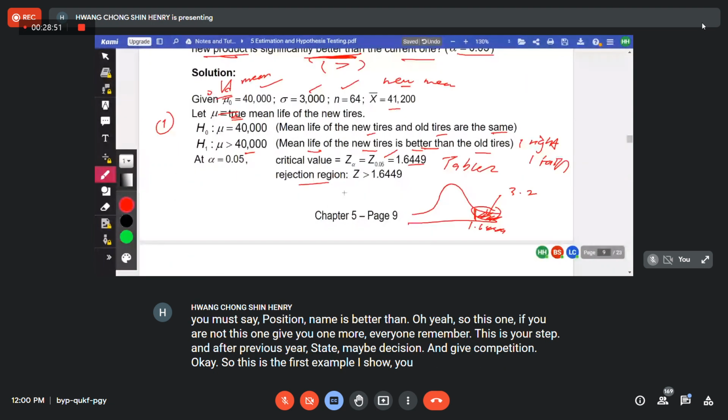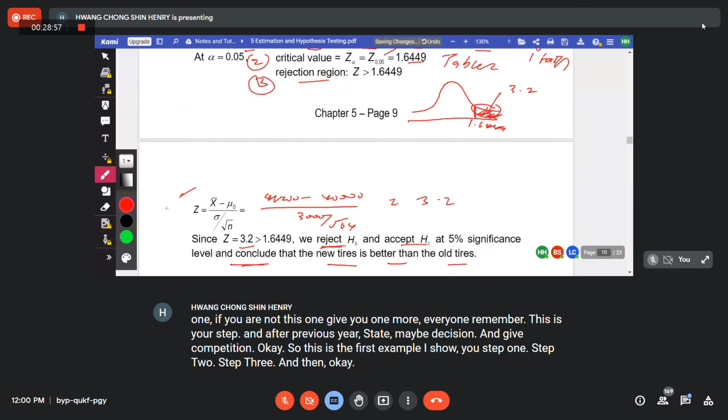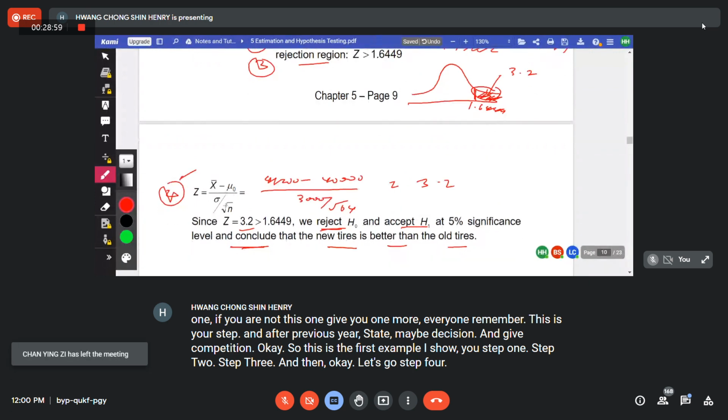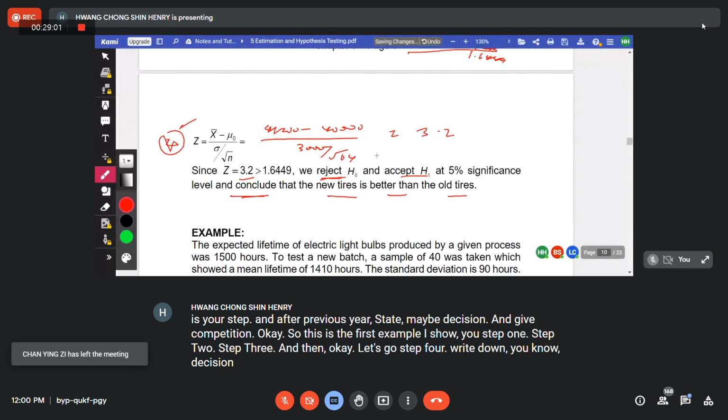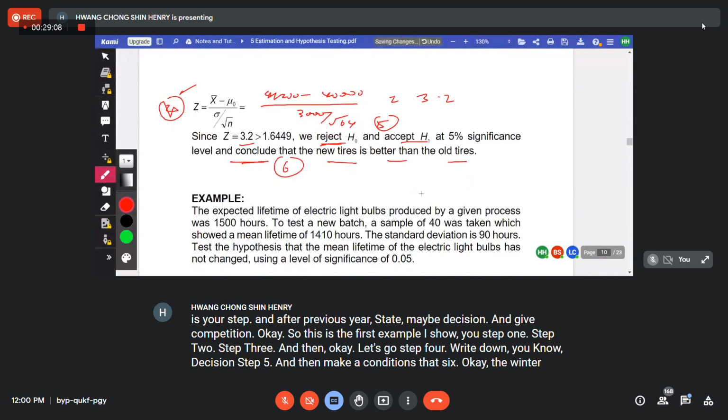Step 1, step 2, step 3, and then calculate the Z score. Step 4, write down your decision. Step 5, and then make a conclusion. Step 6. Okay, can we just go quickly one more example?